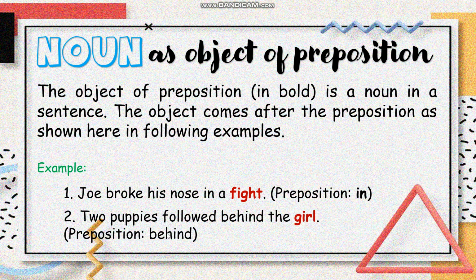Same as: two puppies followed behind the girl. Now we have the preposition behind. Then the noun as the object of preposition would be girl. Always remember, in the noun as object of preposition, the object always comes after the preposition. Okay? Always preposition first, followed by the object, or the object of preposition.